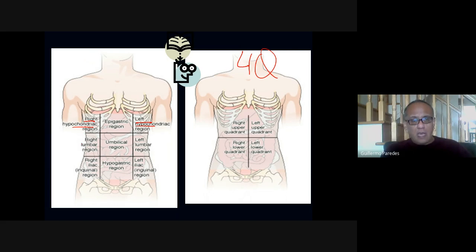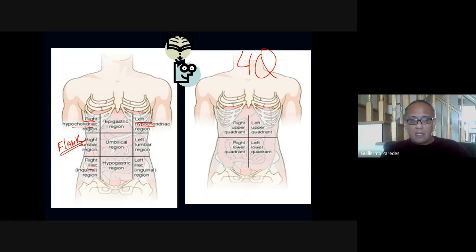Now, here we have the right lumbar region, or right flank. If we have the right lumbar region, we have the left lumbar region or left flank. So we have right flank, left flank, or right lumbar, left lumbar. Right hypochondriac, left hypochondriac. Let's keep going down.